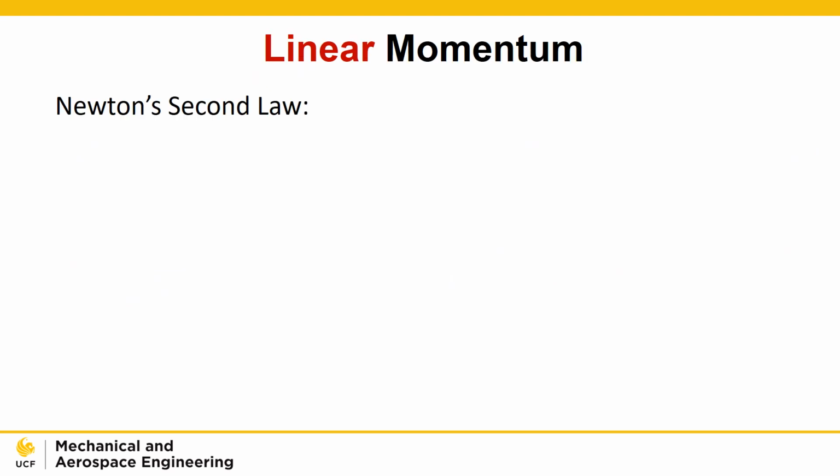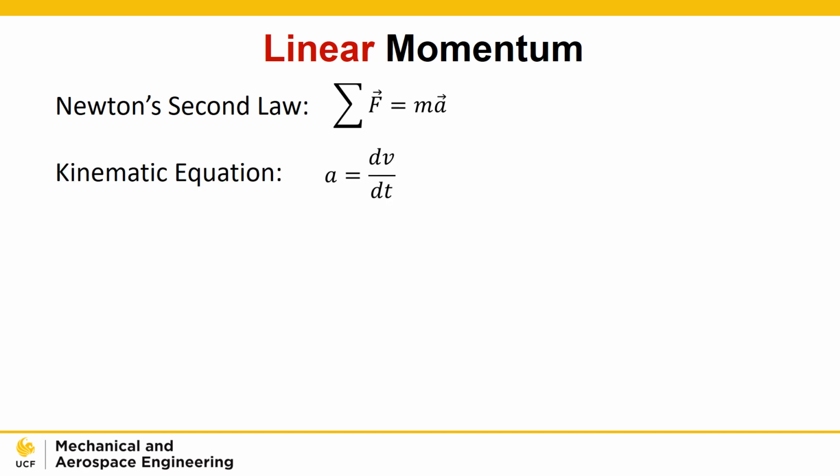We are already familiar with Newton's second law, which states that if the resultant force acting on a particle is not zero, the particle has an acceleration proportional to the magnitude and direction of the resultant force. That is, summation F is equal to m times a. From kinematics, we are also familiar that the acceleration a of a particle is equal to dv/dt.